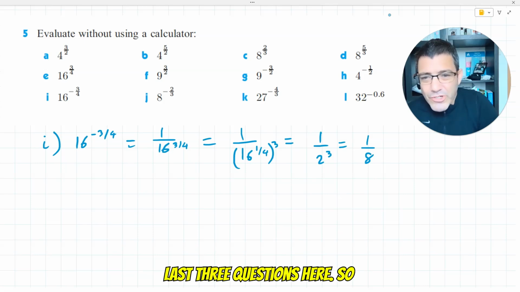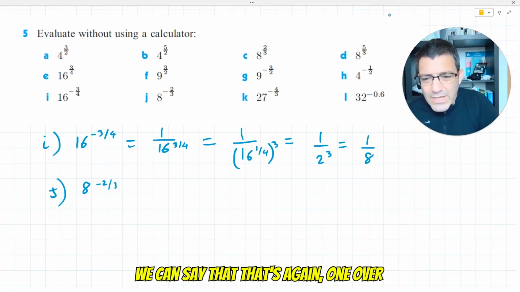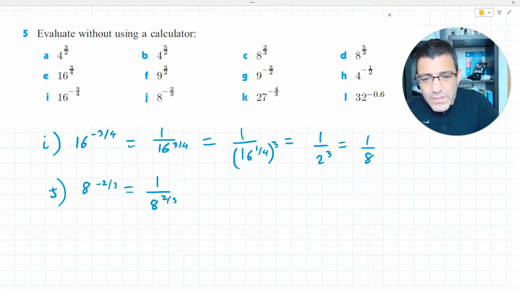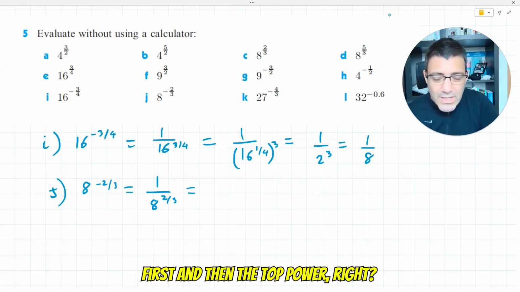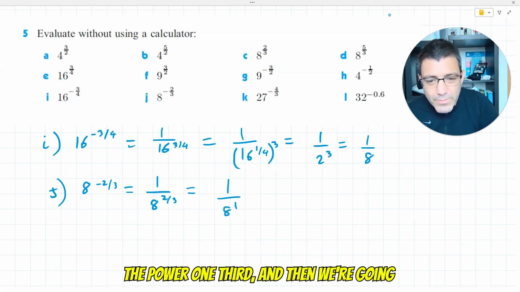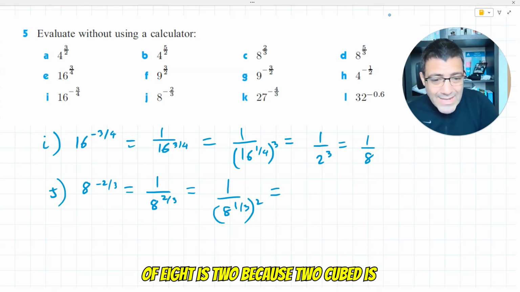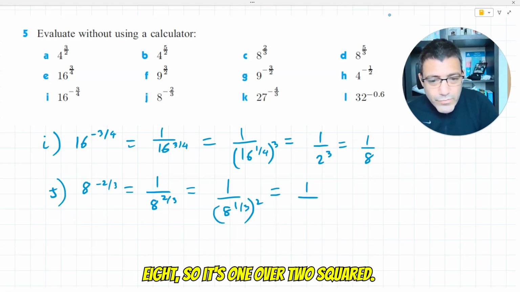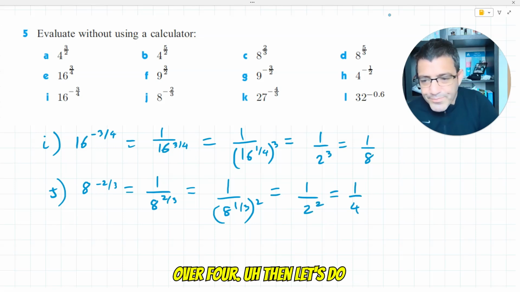On to our last 3 questions here. So question J says 8 to the minus 2/3. And we can say that that's, again, 1 over 8 to the power 2/3. First applying the cube root. So you see most of the time we're applying the root first and then the top power, right? So we're going to say it's 1 over 8 to the power 1/3, and then we're going to square that result. So the cube root of 8 is 2 because 2 cubed is 8. So it's 1 over 2 squared. And 2 squared is 4. So this is 1 over 4.